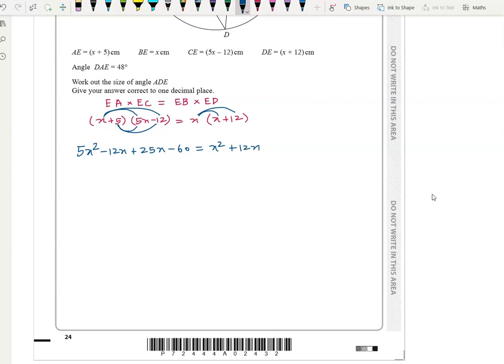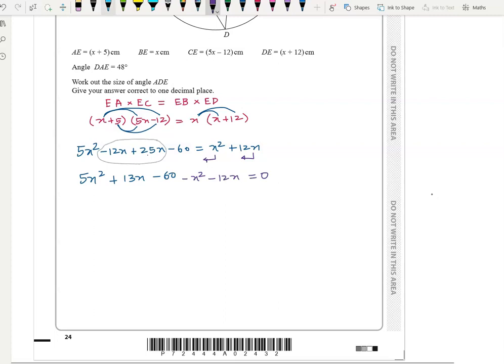So let's simplify the left hand side. So you have 5x square, 25x minus 12x. These two are like terms, so we can combine them. So 25 minus 12 gives me plus 13x minus 60. At the same step, we'll shift x square to the left and 12x to the left. So when you bring x square to the left, I'll get minus x square, and plus 12x will become minus 12x, equal to 0. We have again a few like terms. 5x square and minus x square will give me 4x square. 13x minus 12x is plus x, minus 60 equal to 0.